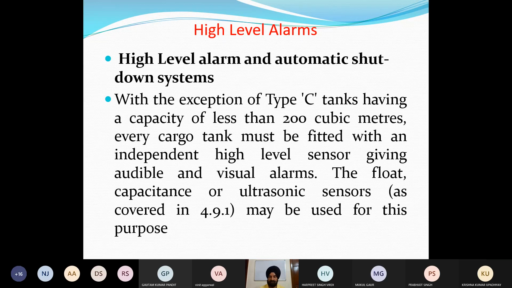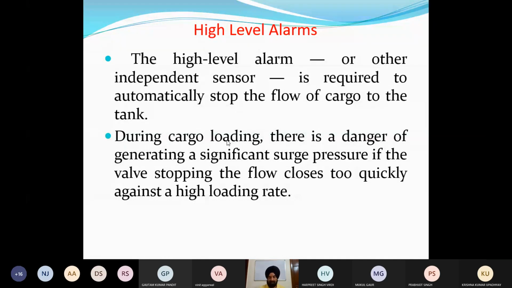And high level alarm means it will automatically start shutting the cargo. The level means the tank is getting full, but that also can be dangerous. He suddenly shut the valve without the terminal knowing, so that also can create problems. So during cargo loading there is a danger of generating a significant surge pressure. You suddenly close the pressure.